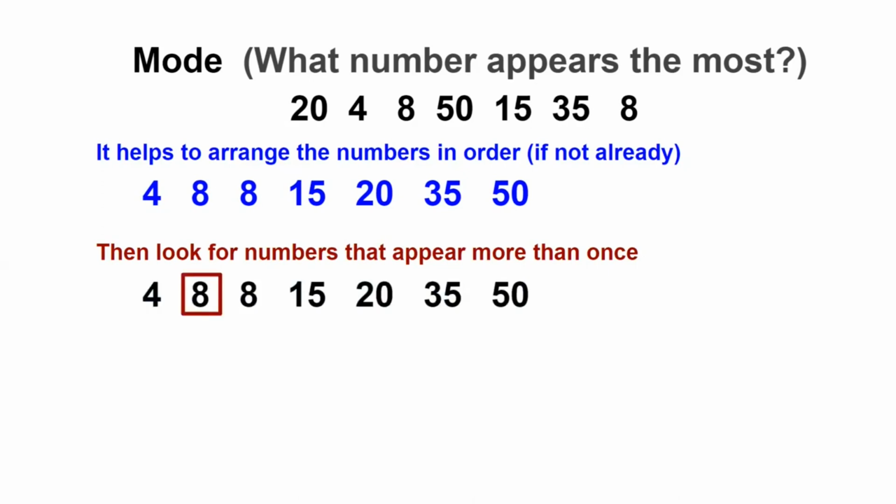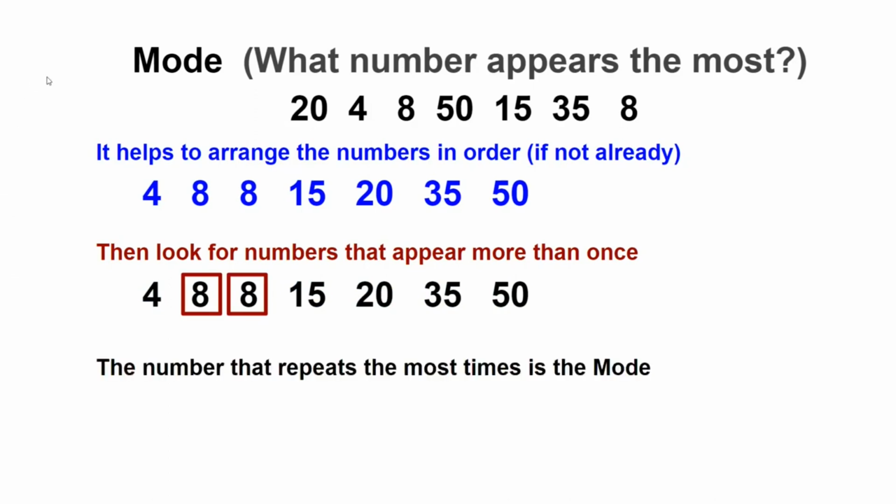In this case, we can see that 8s appear twice. The number that appears the most times is the mode. So the mode is 8. No other numbers appear twice in this list. If no numbers repeat, then there is no mode. There does not have to be a mode for a list, only when numbers repeat. That makes it a little bit unique.